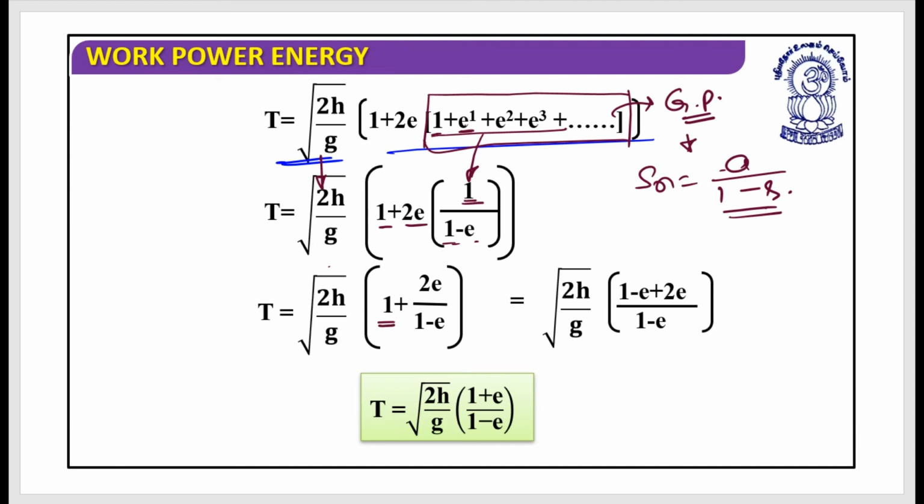This could be written as 1 plus 2e upon 1 minus e, and that could be written as root of 2h by g into bracket 1 minus e plus 2e divided by 1 minus e. This is the time of flight. It's root of 2h by g into bracket 1 plus e upon 1 minus e. Got it? So this is the time.